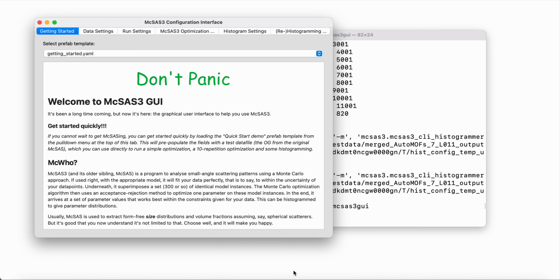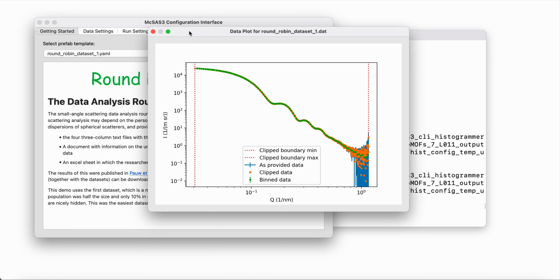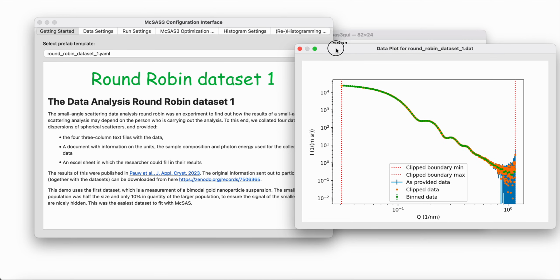This will probably be the last of the demo videos because there are only 2 left. The Round Robin dataset 1 is interesting, but I will not spend much time on that. You can test that yourself.